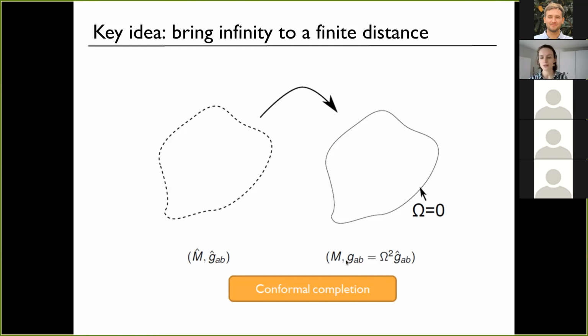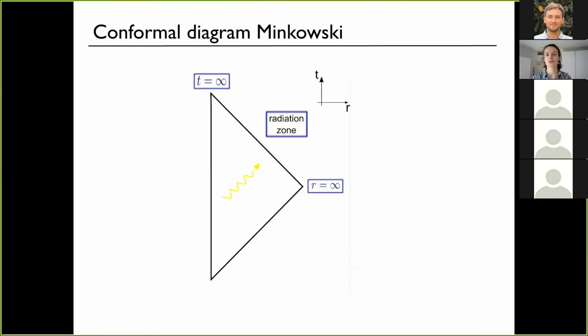This new metric is completely smooth and regular, so you can attach all those points that were not part of your original spacetime to your new spacetime. So you can formally complete your spacetime, and that allows you to also draw conformal diagrams, right? Where now the infinities truly do fit on my page. And here I have my time-like infinity, my space-like infinity, and this radiation zone in which we're interested. And this radiation zone also goes by the name of scri.